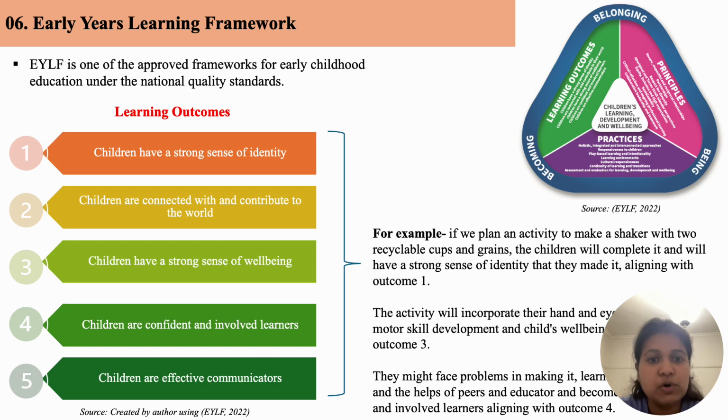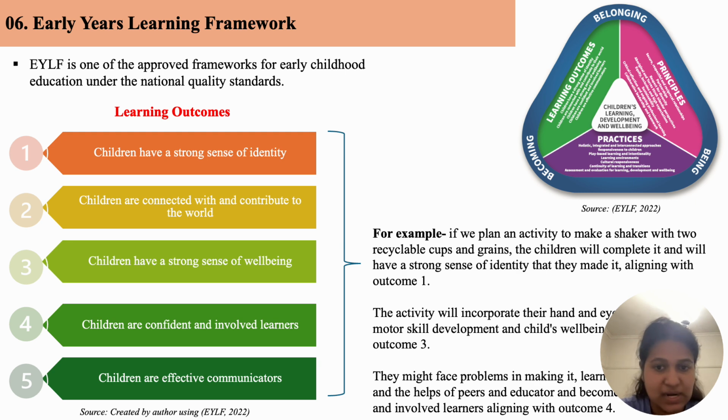And then I'm going to talk about the Early Years Learning Framework. This outlines 5 main learning outcomes that we as educators need to make sure of when planning our learning programs. One is children have a strong sense of identity. Then children are connected with and contribute to the world. Then children have a strong sense of well-being. Children are confident and involved learners, and children are effective communicators.